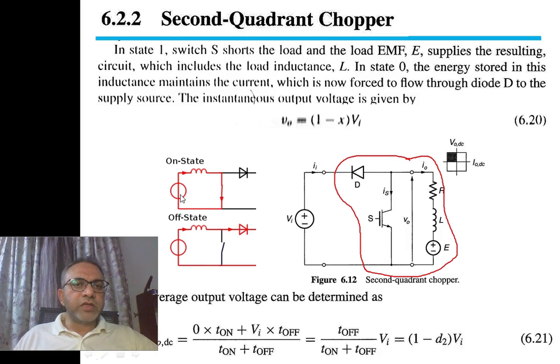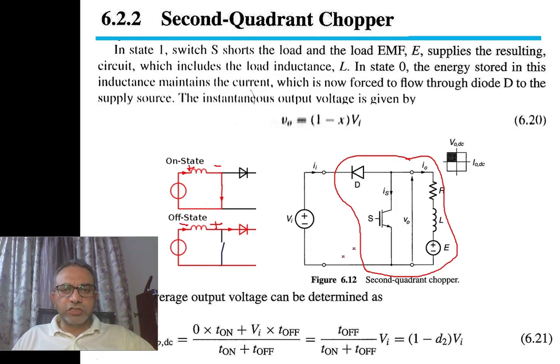When we turn on the switch, current flows through the inductor, and this current charges the inductor, and as a result it becomes positive and negative. And when we open the switch, the inductor voltage reverses in polarity, and we get an output voltage which is larger. This is the exact concept that is being applied in figure 6.12, the second quadrant chopper. Here is the voltage source. This is the inductor. The resistance R is very small, and here we see the switch.